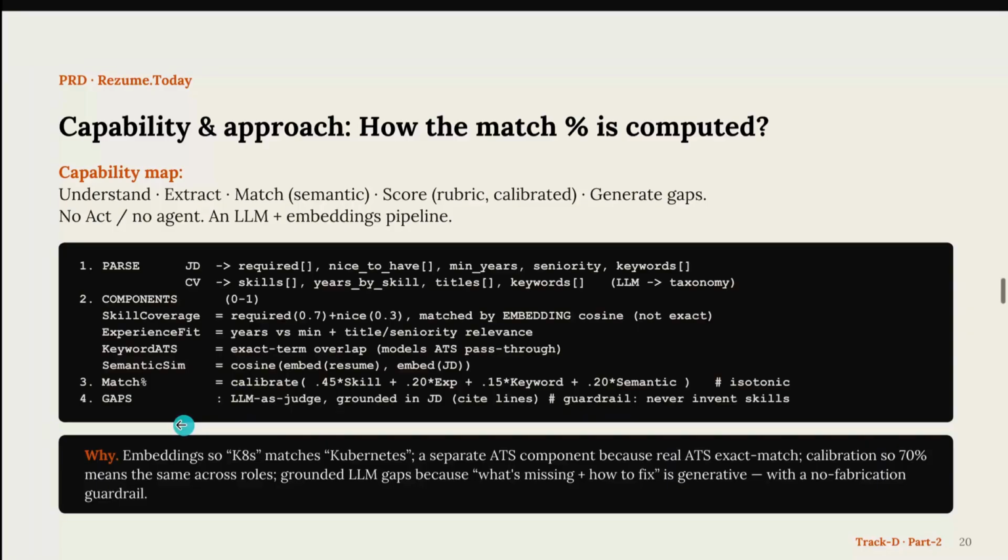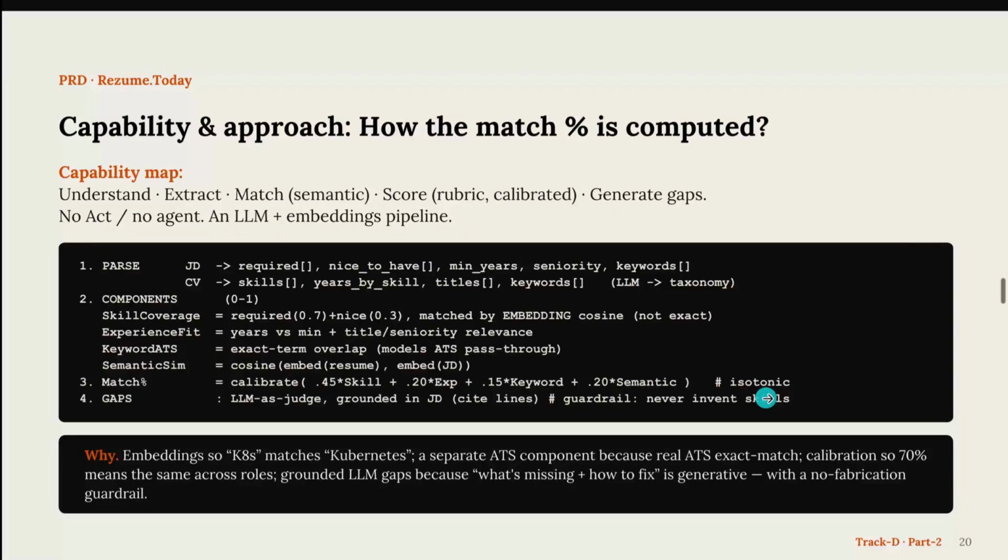Gaps that we want to identify: we will use LLM as a judge, and this will be grounded in the job description. Then it will give us a list of gaps that we need to identify. The guardrail that we should put around it is: never invent skills. If it is not in the JD and not in the resume, do not invent new skills.